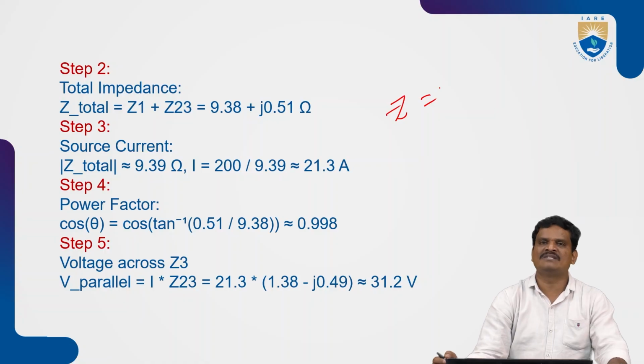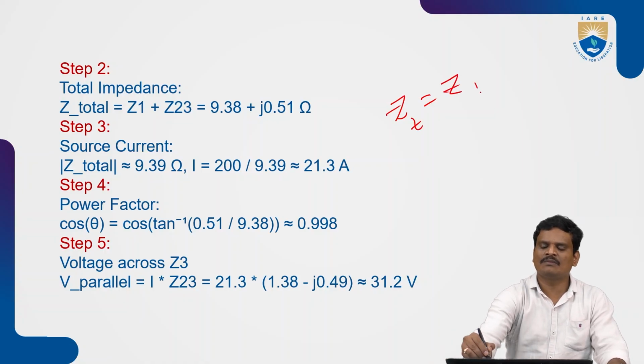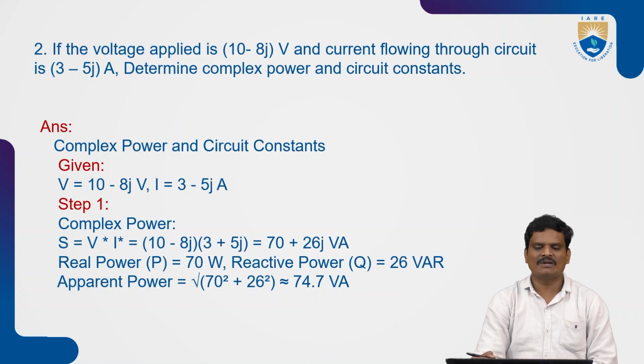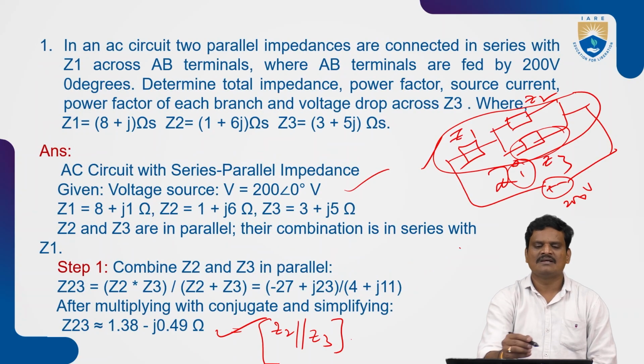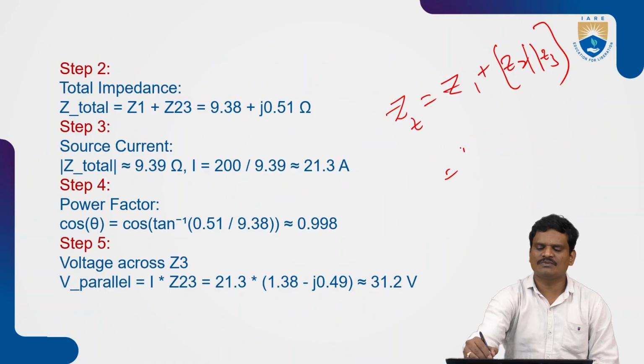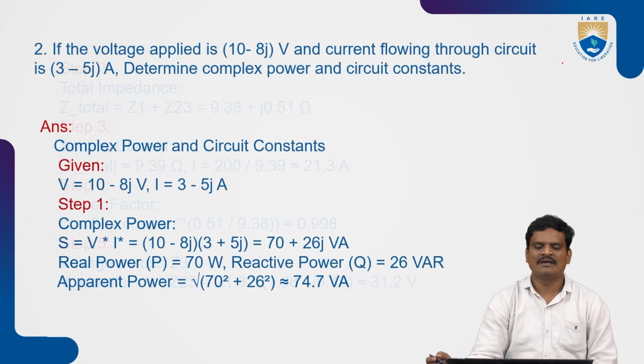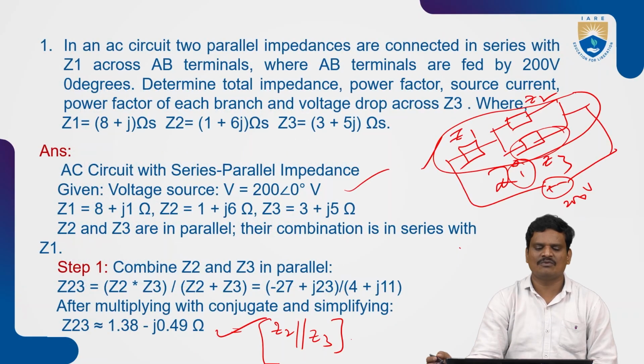let me call it ZT. We need to calculate Z1 plus Z2 in parallel with Z3. I already know the value of Z1, which is given as 8 plus j ohms. Just substitute this as 8 plus j ohms. And I have already calculated the value of this combined impedance, Z23, which is 1.38 minus j0.49.